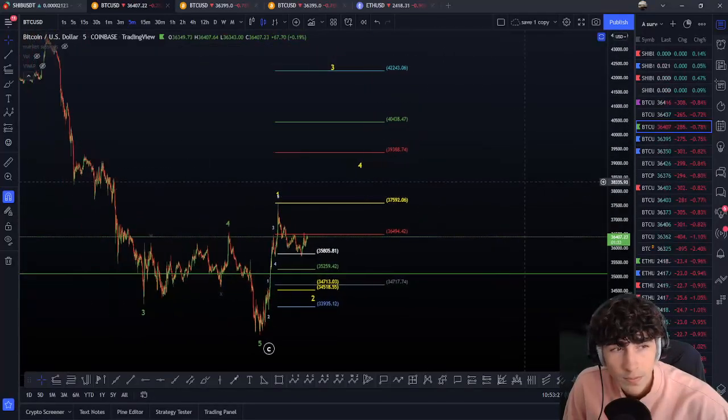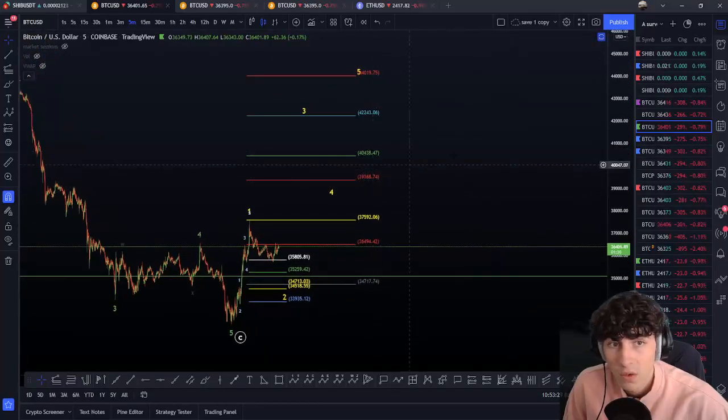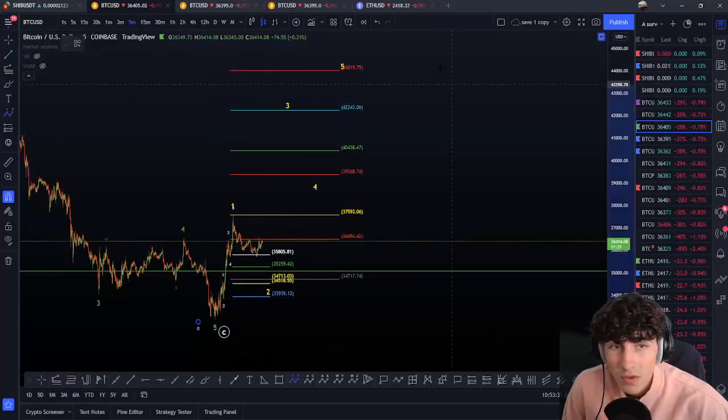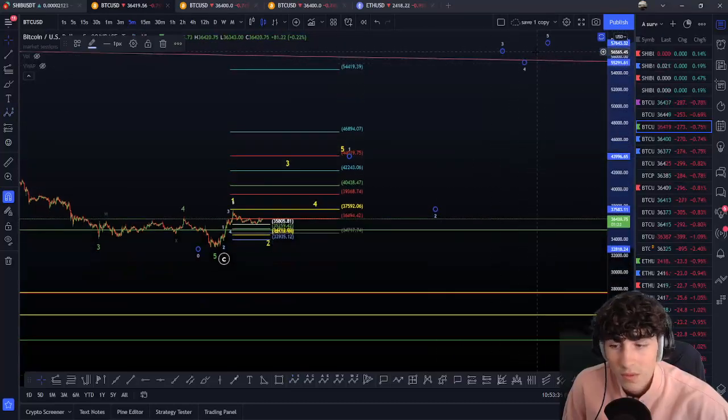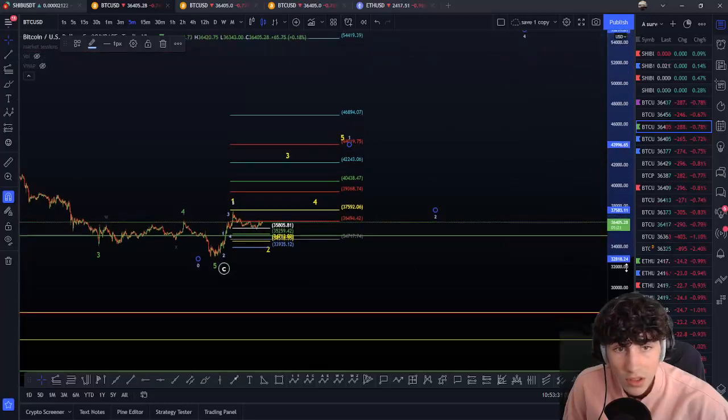So yeah, I think that's all. After that, if we are bullish, I just want to see a bigger wave 1, then a bigger wave 2, and then a wave 3, 4, 5 to the upside to say that yes, we are bullish, and that's all.